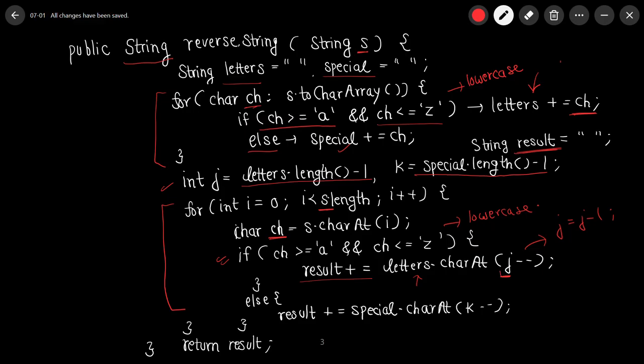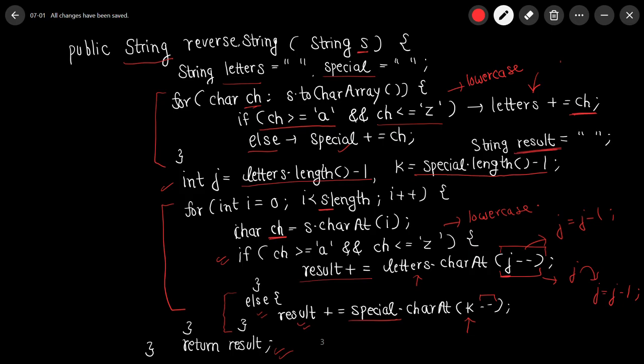This is postfix, right? And I have told you what it does. It first uses the current j value, and after using it, it decreases it by 1. So that's exactly what we are doing with this postfix operator. And similarly, if the character is not a lowercase letter and it is a special character, we go to the special string and we use the one that is pointed by k and we add it to our result and then we decrease k by 1. And finally, we return our result string.